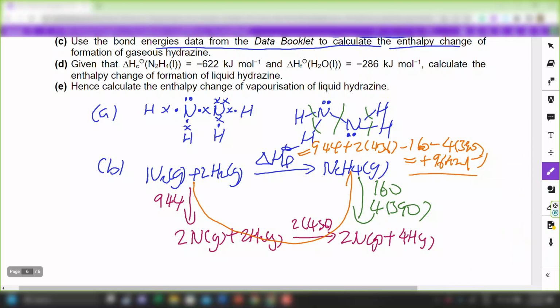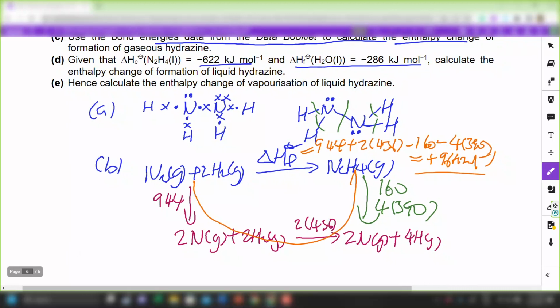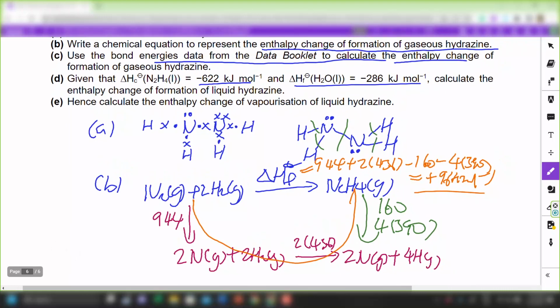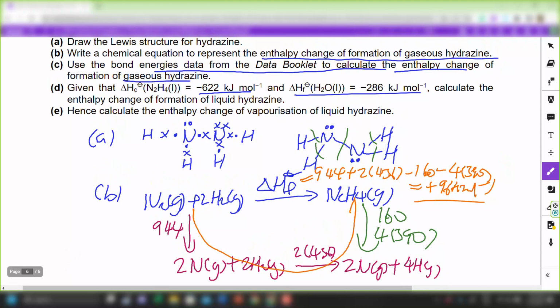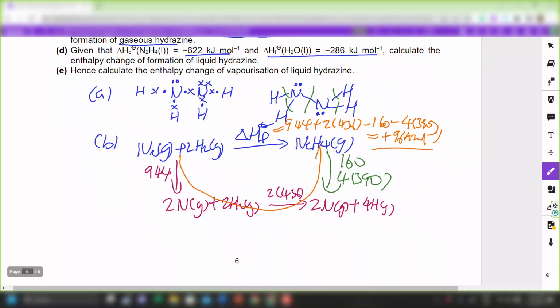given that the enthalpy change of combustion, so I'm given the combustion data, is negative 622 kilojoules per mole, and formation of water is negative 286. Calculate enthalpy change of formation for liquid hydrazine. Take note that earlier on is gaseous hydrazine, now it's liquid hydrazine. So I need to combust liquid hydrazine above.